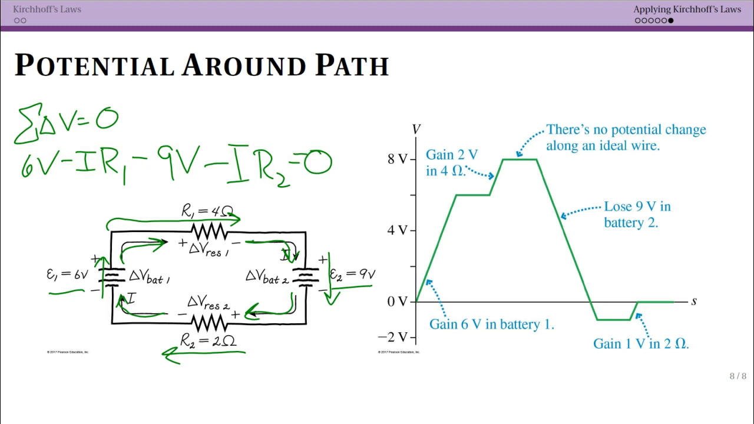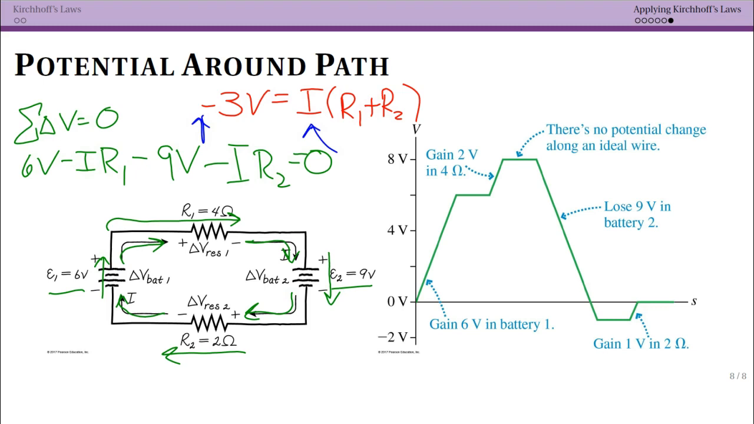Now there's something kind of strange here. Let's combine all of my battery potential on the left. So if I have 6 volts minus 9 volts, that gives me minus 3 volts. And on the right, I'm going to move over IR1, IR2. I have I times R1 plus R2. Notice now that I have a minus sign on the left and current on the right.